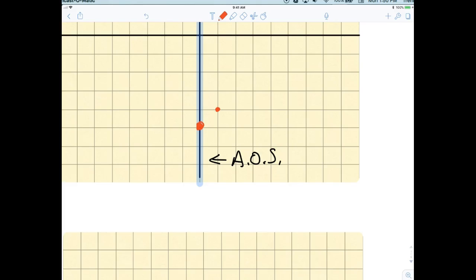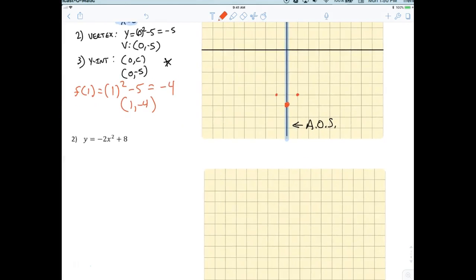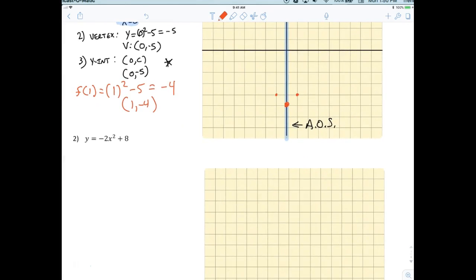And if 1 negative 4 is on the graph, what else is on the graph? Very smart. Negative 1, negative 4 is on the graph. Now how did he know that? Because he understands the axis of symmetry. What's on the right is also on the left.